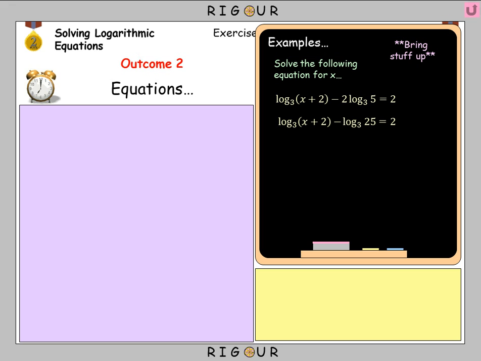So once we've brought stuff up, we're going to combine the logs into a single term, and we can combine the logs because they've got the same base. So if you're adding logs, you multiply the two terms together.